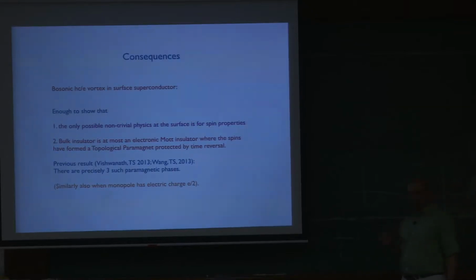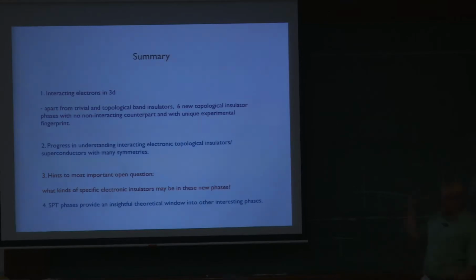So anything non-trivial is an SPT phase that's protected purely by time reversal and not by the full U1 semi-direct time reversal, which means that I can construct it as an electronic Mott insulator, where the spins form a topological paramagnet that's protected by time reversal. Okay? So it's a purely time-reversal-protected SPT, and that's a problem that we had solved before. There are precisely three such phases. There's a Z2 squared classification of such phases, and that combines with the Z2 where theta is pi, and that gives you Z2 cubed. Anyway, so that's the end.